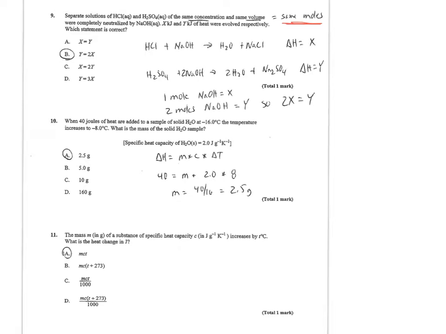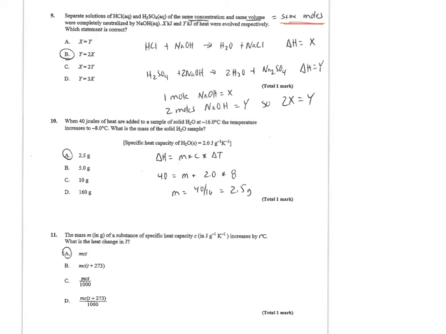If I plug in the numbers I'm given, I have 40 joules as my delta H. M is what I'm trying to find. I'm given a specific heat value of 2. Temperature change is 8. So again, even without a calculator, the math is pretty easy. 40 over 16 is going to be 2.5 grams. And even if you didn't want to do the difficult math of 40 divided by 16, it's obviously less than 5, so 2.5 would be my only choice.